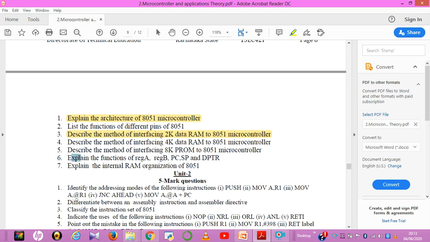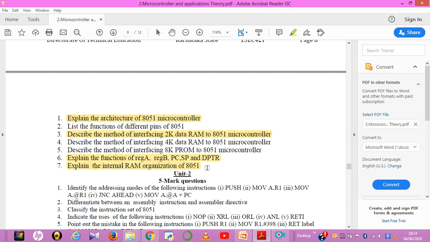Next, they are going to ask a 10 marks question. Explain the function of register A, register B, PC meaning program counter, SP meaning stack pointer, and data pointer, which is shortly written as DPTR. You have to explain the function of register A, register B, PC, stack pointer, DPTR. I explained all the registers. You just go through it and explain. These are very important questions.